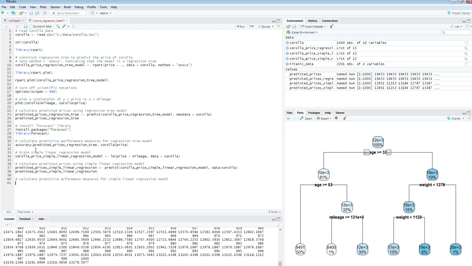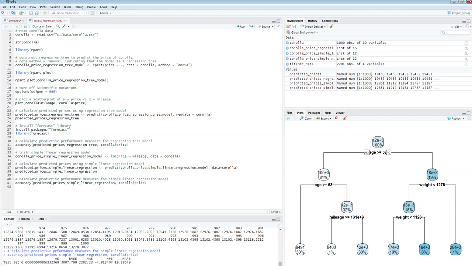So I'm going to use the function accuracy, just like I did before. And again, I'm sending the predictions and the actual prices. My predictions are right here: predicted prices simple linear regression. And the actual are in the file Corolla price. Okay, so now I'm gonna run this, and yeah, here are my measures. So mean absolute error is 2282.